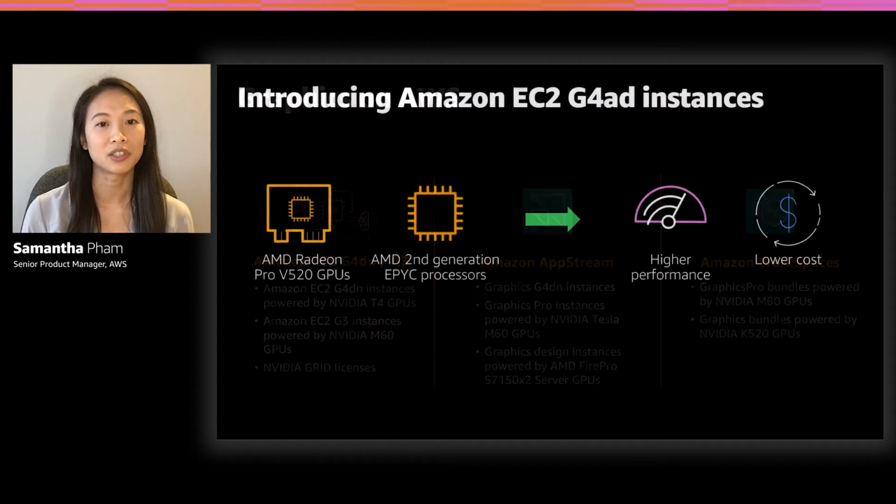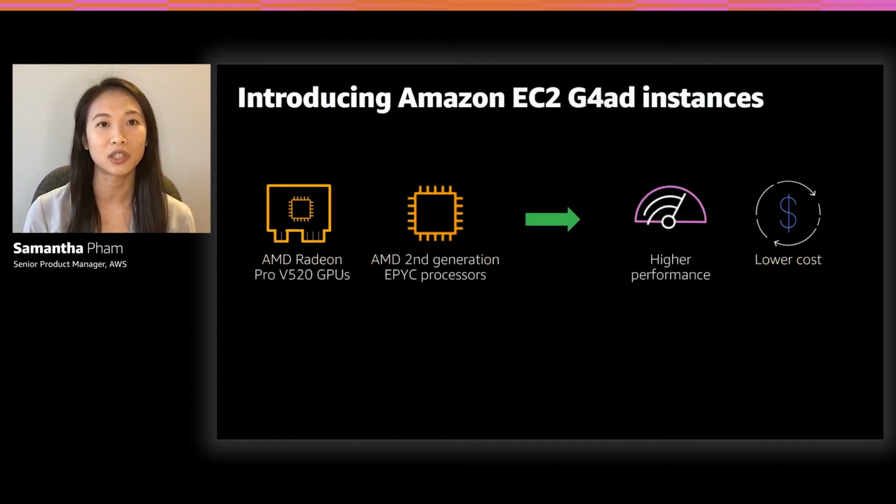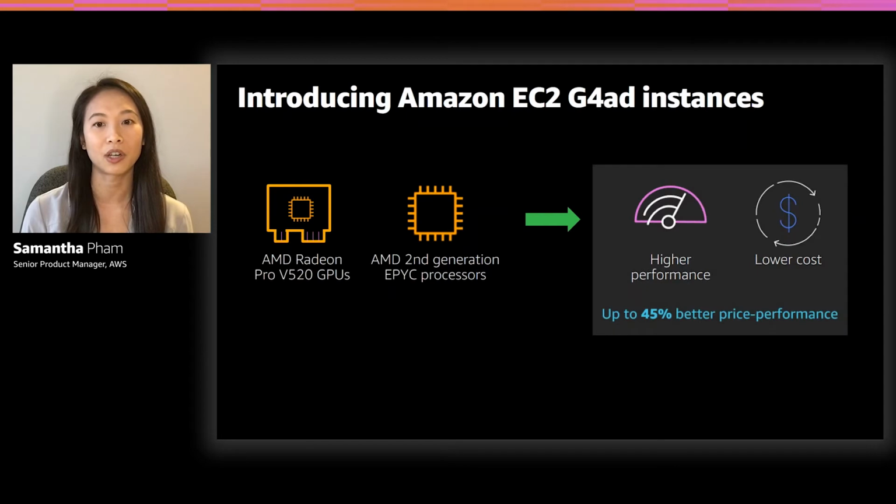And so we've introduced our Amazon EC2 G4ad instances, which come with AMD Radeon Pro V520 GPUs and AMD second generation EPYC processors to deliver higher graphics performance at a lower cost. This combination of AMD GPUs and CPUs offer up to 45% better price performance than our currently lower cost G4dn instances.